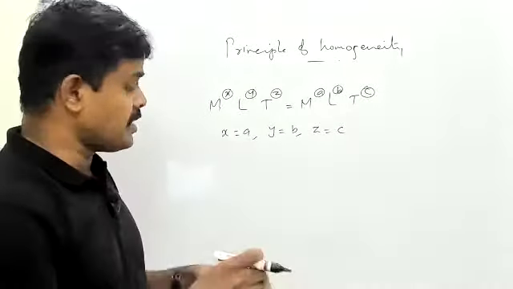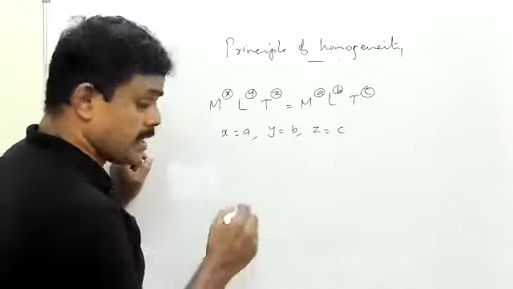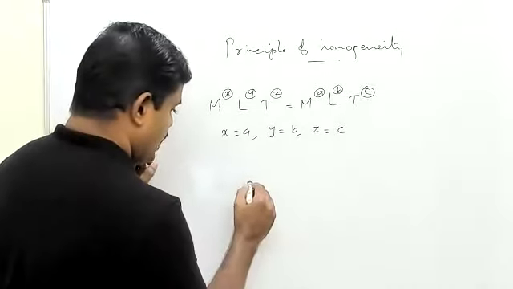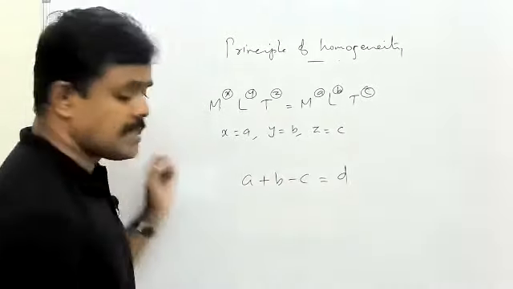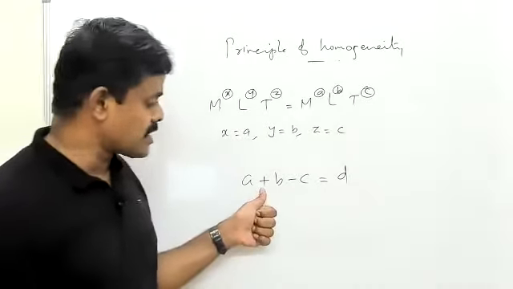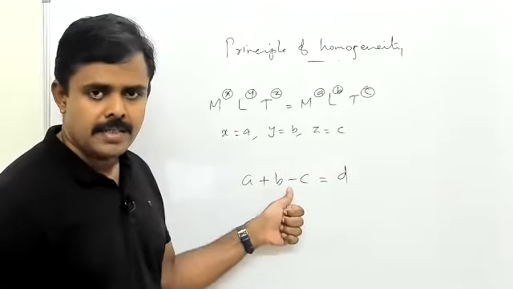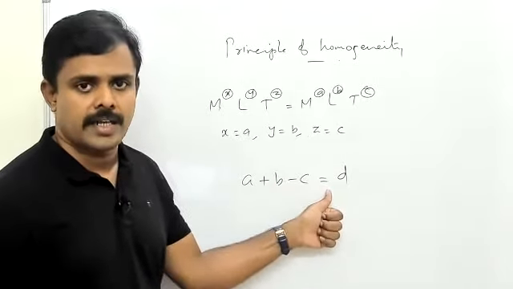And how do you state it? This is the actual statement. And how do you use this? I'll tell you a simple statement here. Look at this. I have a statement here: A plus B minus C is equal to D. This is a simple mathematical statement. What all does it have? There is a plus sign, a minus sign, and an equality sign.